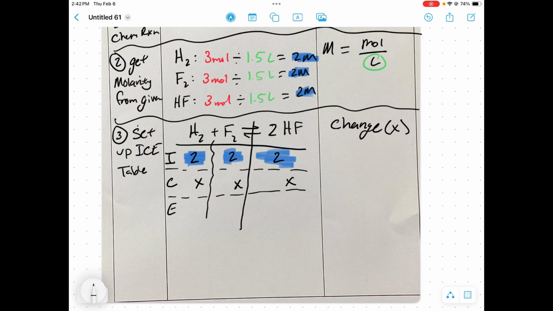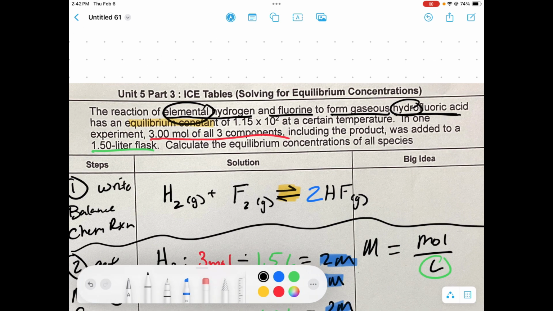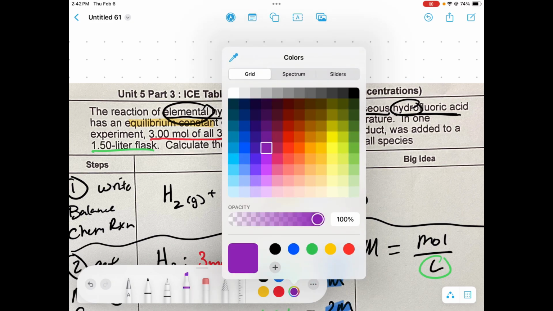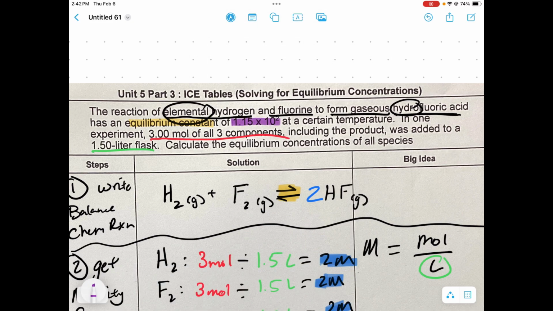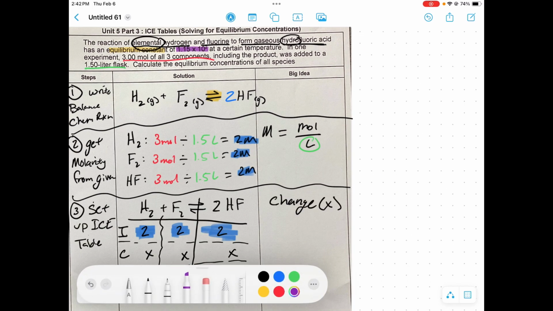So now for change, one has to be positive, the other has to be negative. So either I'm adding more reactant or I'm taking away more reactant. This is going to be how we figure it out. For this type of reaction, since I don't know any of the equilibrium concentrations, I have to look at my K value. So my equilibrium constant is 1.15 times 10 to the 2.